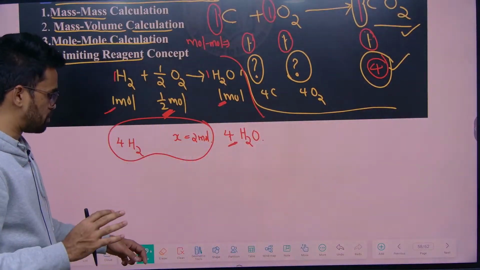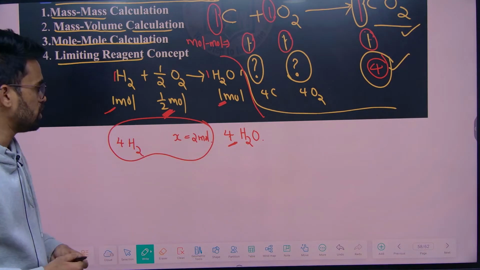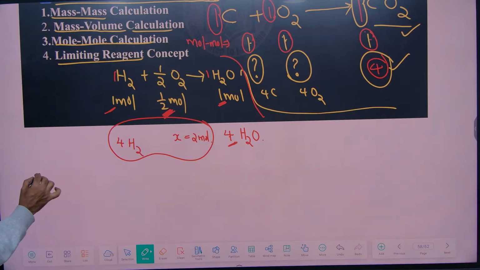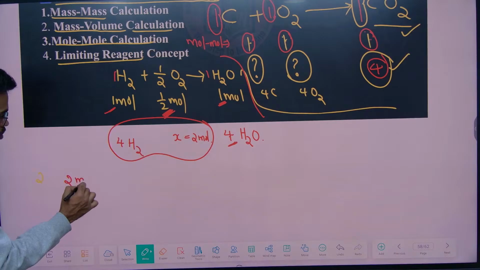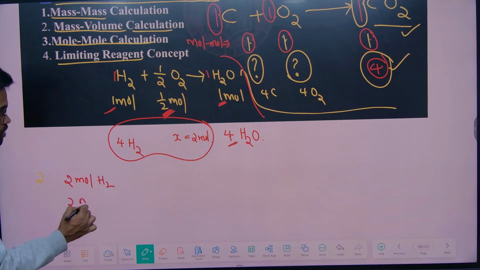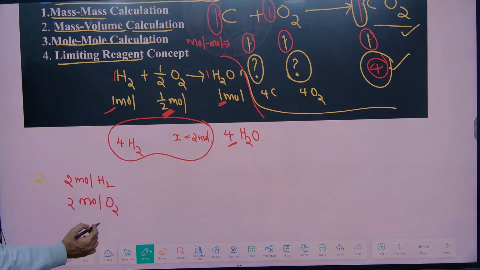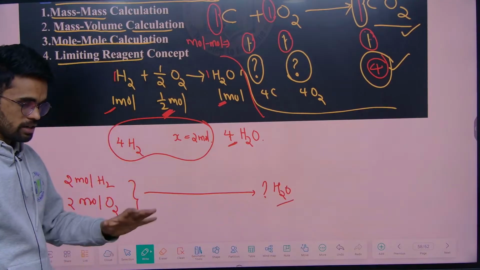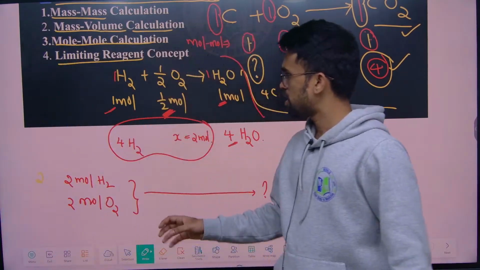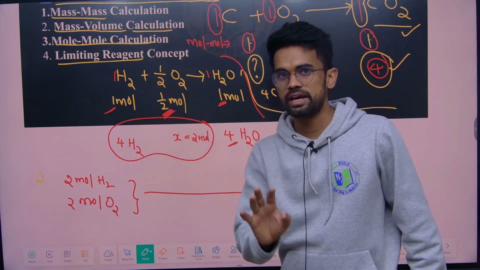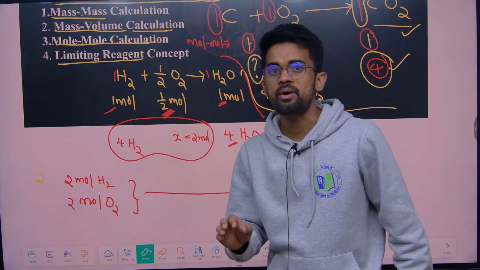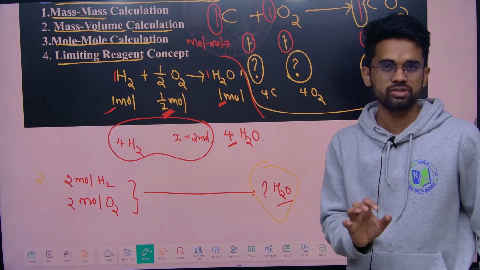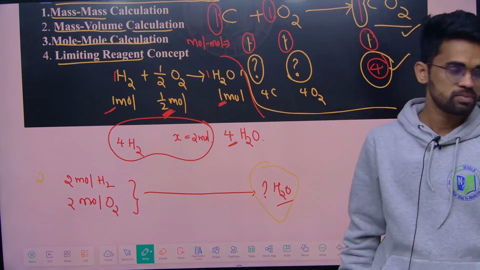When we are doing this reaction, I am giving you something like 2 moles of H2 and 2 moles of O2. Now I am asking you how many moles of H2O are formed. That is, before the reaction happens, I am mentioning the reactants this time: 2 moles H2 and 2 moles O2. So tell me how many moles of water are produced during the reaction.